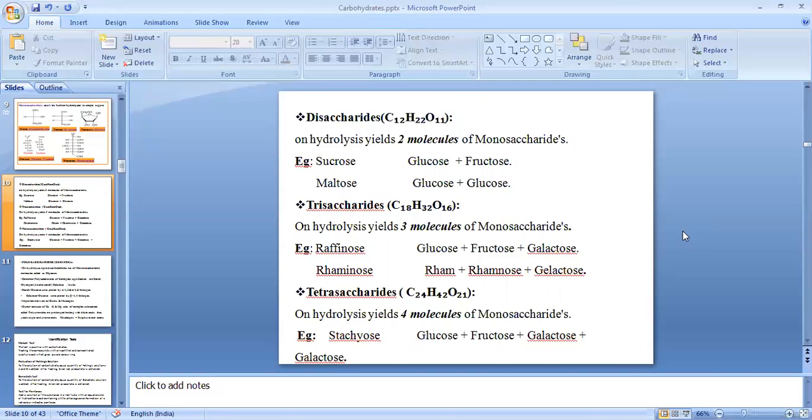And the next classification is the trisaccharide, which on hydrolysis gives you 3 molecules of monosaccharides. Example, raffinose. On hydrolysis, it yields glucose, fructose, and galactose. And rhamninose, which gives 2 molecules of rhamnose and 1 galactose unit. And next are the tetrasaccharides, which have 4 monosaccharide units. Example is stachyose. On hydrolysis it gives glucose, fructose, and galactose, that is, 2 molecules of galactose.